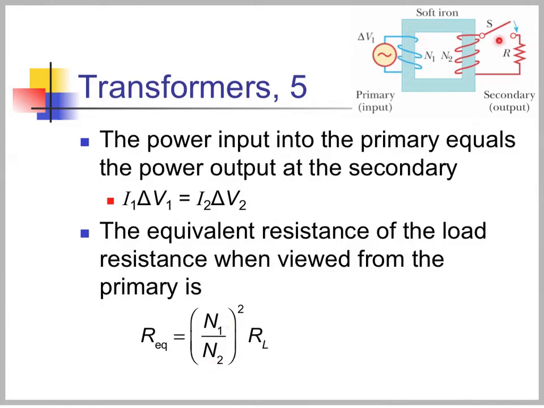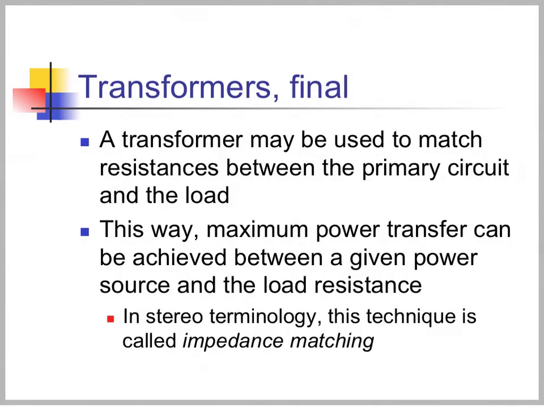Now, a transformer can be used for lots of things, but one thing is to match resistances between the primary circuit and the load. This way, the maximum power transfer can be achieved between a given power source and a load resistance. If you have a high-end stereo, that technique is called impedance matching, and you want to make sure that you have speakers that are rated the same impedance as your amplifier.